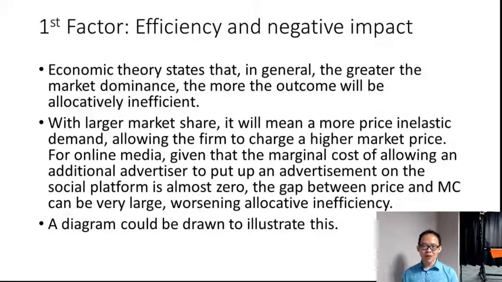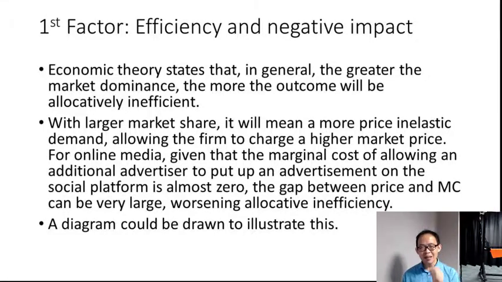So let's look at the first factor: efficiency and negative impact. Now, the economic theory states that in general, the greater the market dominance, the more the outcome will be allocatively inefficient. The theory behind it is, with larger market share, it will mean a more price inelastic demand. This allows the firm to charge a higher market price. You have learned this in your first year, right? The more price inelastic the demand curve, the higher the price the firm should charge.